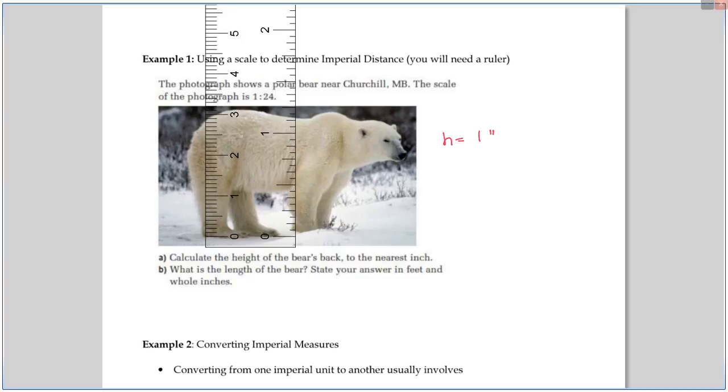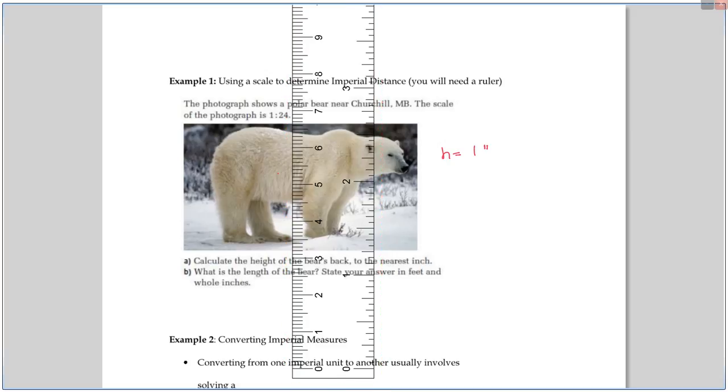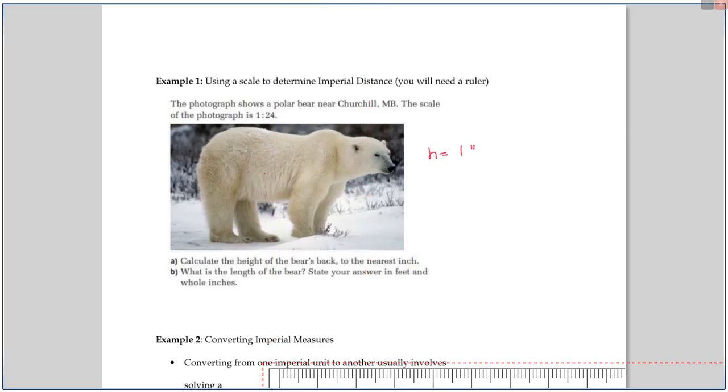Okay, so now I got to turn this, get my ruler going again. Come on, ruler. Turn the ruler. Grab the ruler.